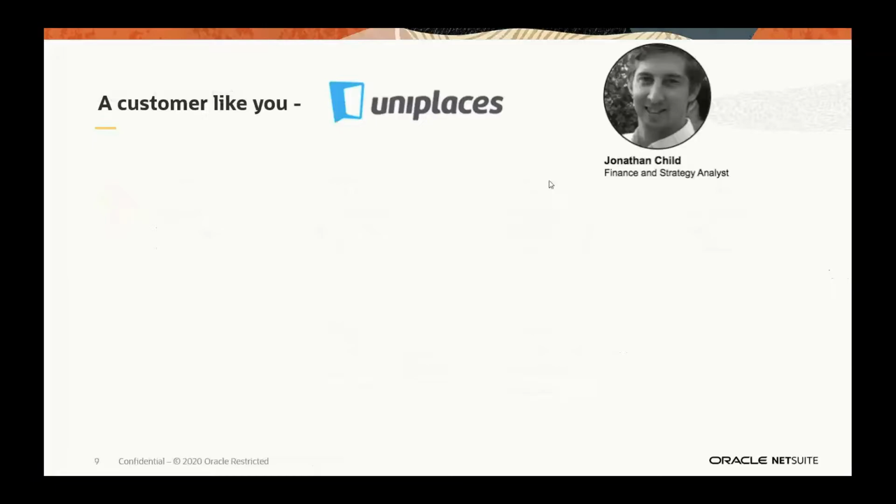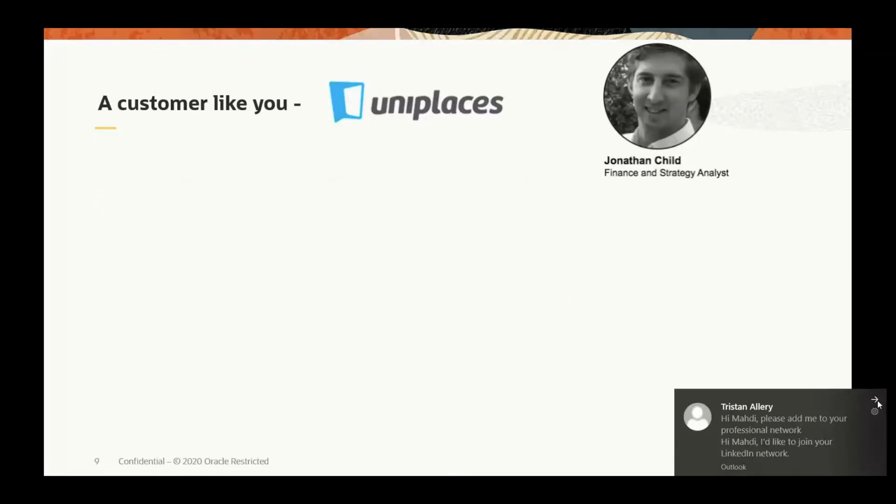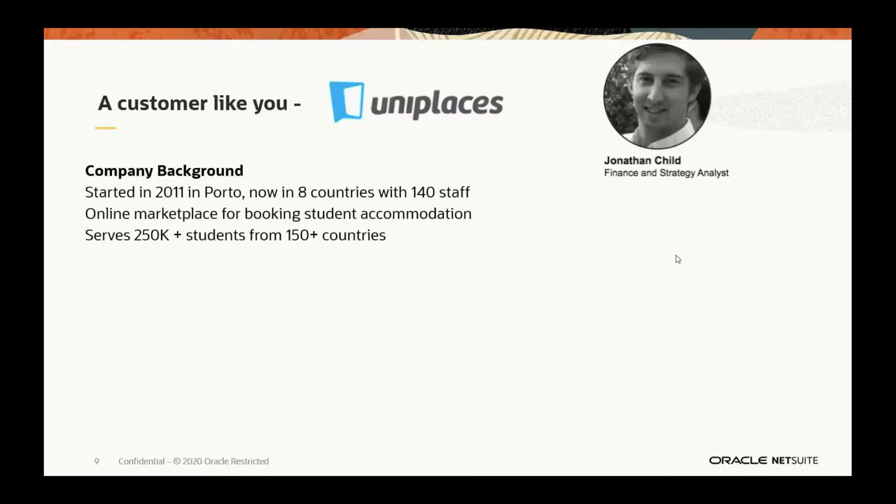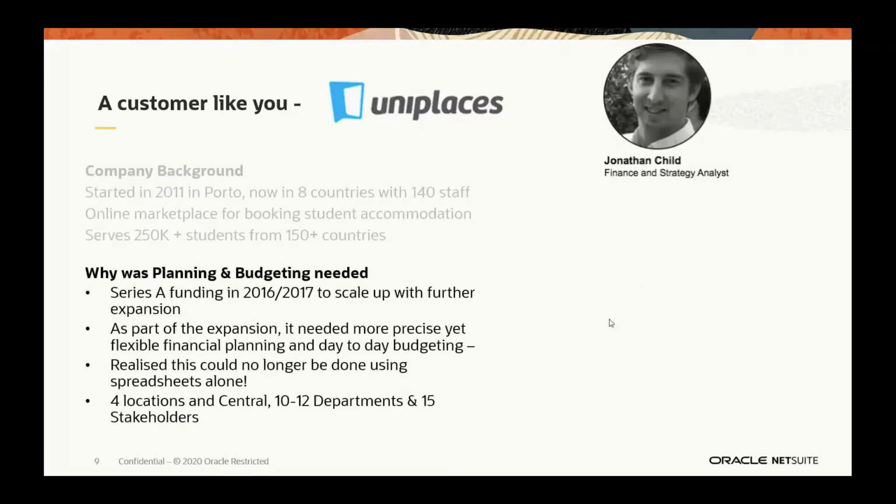A customer like you is Uniplaces. Jonathan Child was our champion over there. Just to give you a bit of background on Uniplaces, they are an organization that helps find student accommodation and serves more than 250,000 students across more than 150 countries. Back in 2016, they received Series A funding for scale up and further expansion.